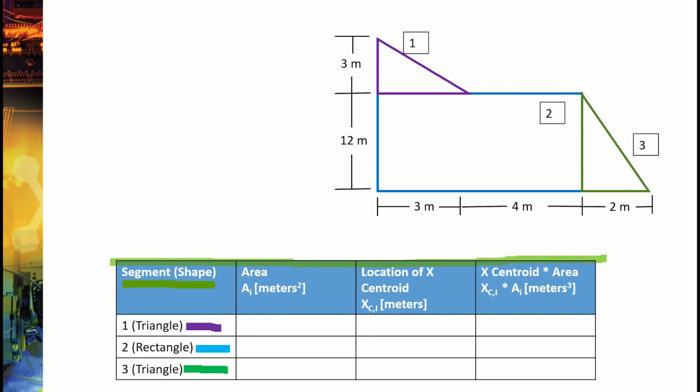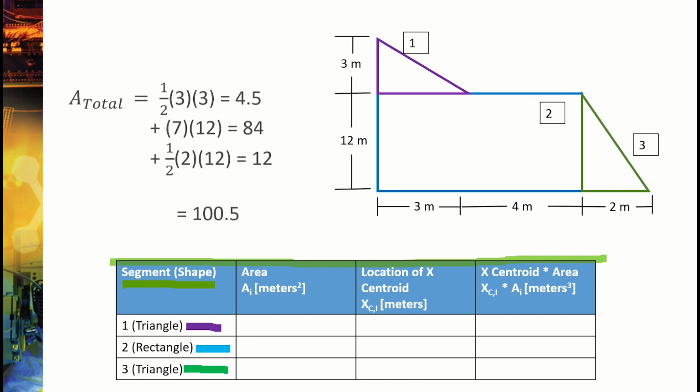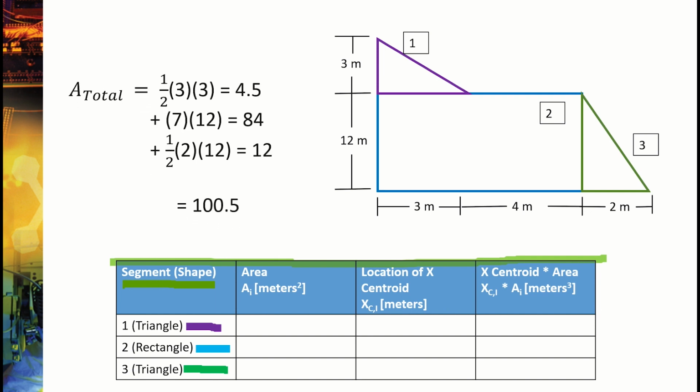What we want to do is solve for the area of these 3 shapes, which we can do the following. The area of the purple triangle is 1/2 times 3 times 3, the base times the height. The area of the rectangle is 7 times 12. And the area of the last triangle is 1/2 times 2 times 12. The total area is 100.5. What you'll want to do on an exam is you'd want to solve for those 3 areas, and you'd want to put them at the bottom of your table right here. The other thing that we know we are going to need is this down over here.